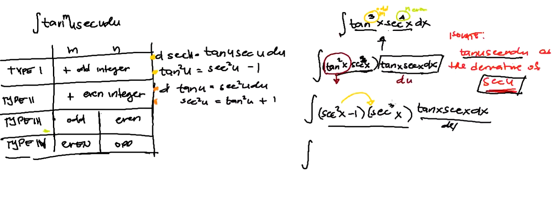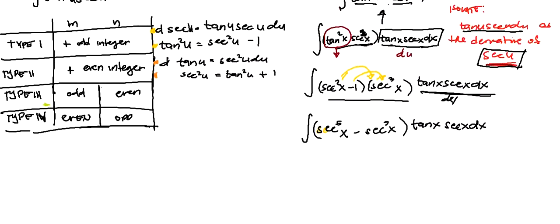Okay, so simplifying this further, we need to multiply the secant squared x to the secant cubed x. So we have secant, 2 plus 3 is 5. Once again, when we multiply, we add the powers. So we have secant to the 5th x, then minus 1 times secant cubed x. So we have minus secant cubed x, and then multiply by this term, tangent x secant x dx.